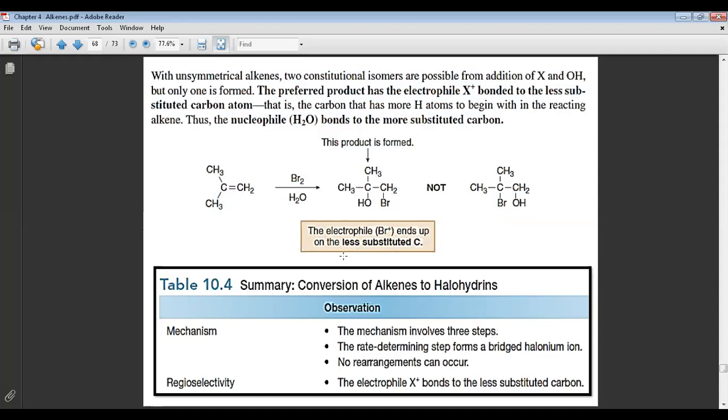The halohydrin mechanism involves 3 steps. The rate-determining step is not important for you. No rearrangement can occur. Why? Because there is no carbocation, no carbonium ion, students. For this reason, there is no rearrangement. The electrophile X plus will bond to the less substituted carbon, like the Markovnikov rule.